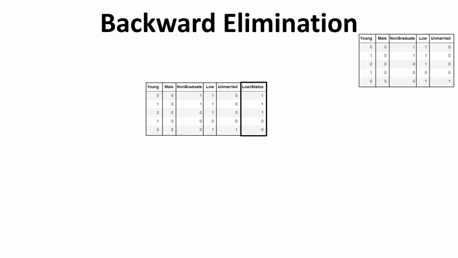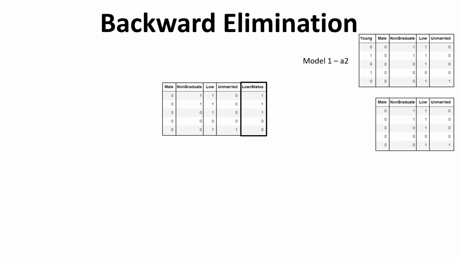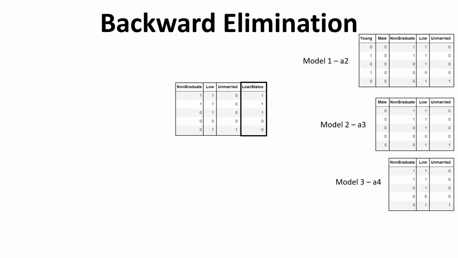and we take note of the accuracy. So for example, here are the 5 features, and with this we trained model 1, which gives us the accuracy of A2. In the next iteration, out of this we remove one feature. Let's say we are removing young. We are left with 4 features, and with that we train the model, and this set of features gives us the accuracy of A3. In the next iteration, we remove male, train the model again, and get A4.